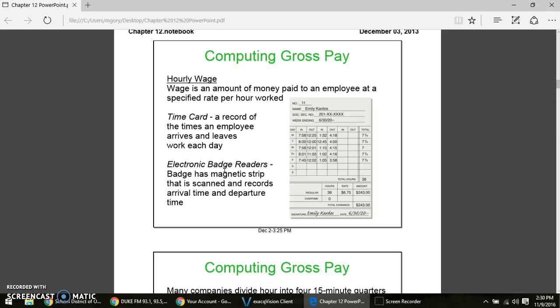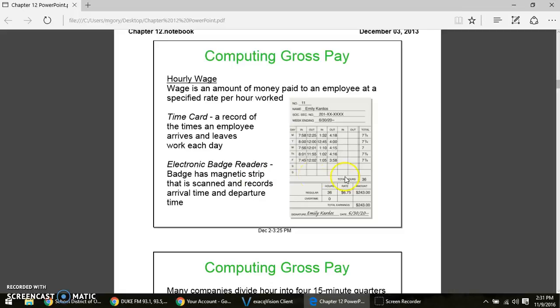So computing gross pay, if we were going to do it in an hourly wage format, then we have our employees who are filling out time cards or logging their work hours in some type of automated time system. And regardless of whether it's automated or paper and pencil, a record of the times an employee arrives and leaves each workday is recorded on the time card, whether it's an electronic system or a punch card system.